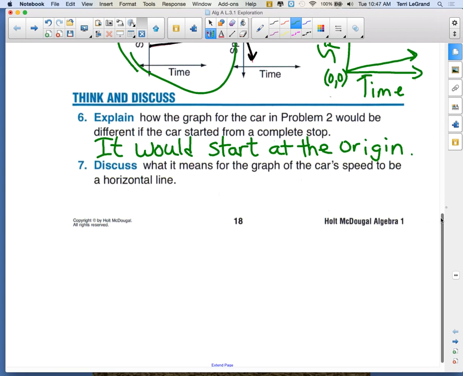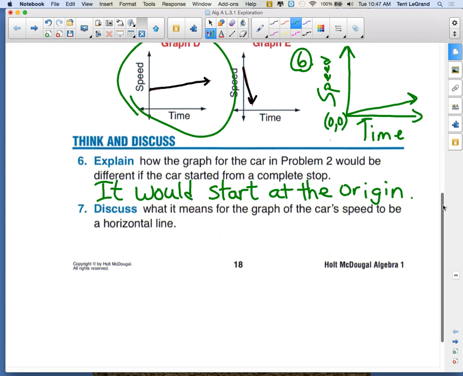Okay. Discuss what it means for the graph of the car's speed to be a horizontal line. Do we have any of those up there in those graphs, 1 through 5, or A through E? Horizontal this way, yeah. Okay, yeah, C. So for it to be a constant speed, for the car's speed to be a horizontal line, it would have to be a what?